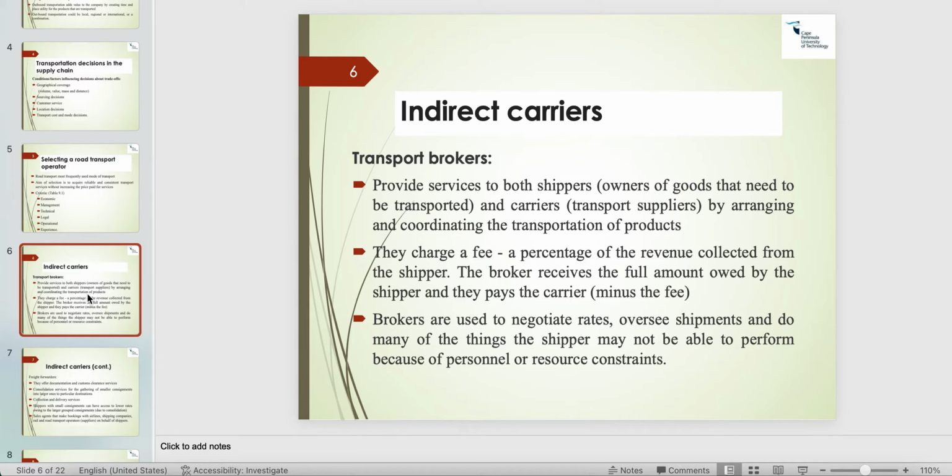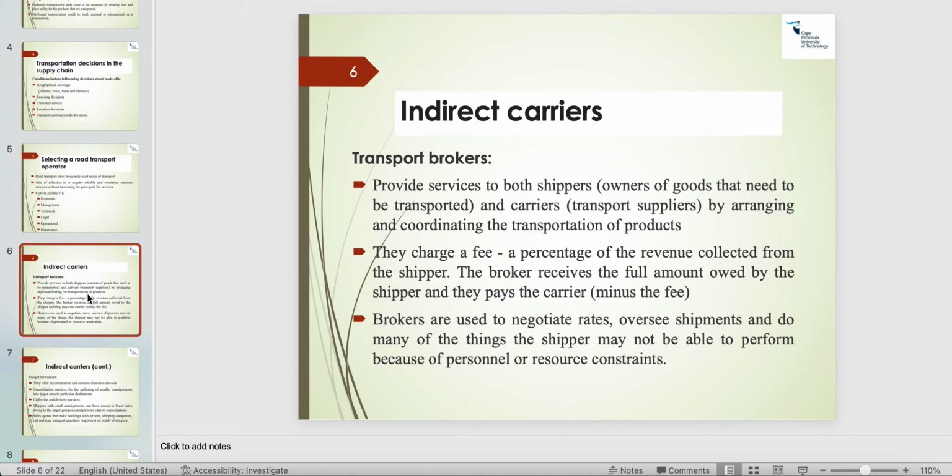Then moving on to indirect carriers. Now, indirect carriers are where some companies do not own transport equipment, but they contract with carriers for capacity to transport their goods. So a number of indirect carriers you would see are found in the market. They are also called transport brokers. They are called third party logistics. Some of them also are called fourth party logistics. Okay, so they are indirect carriers.